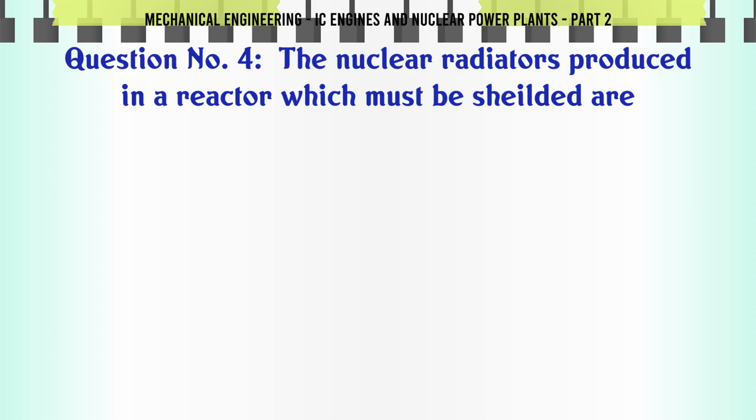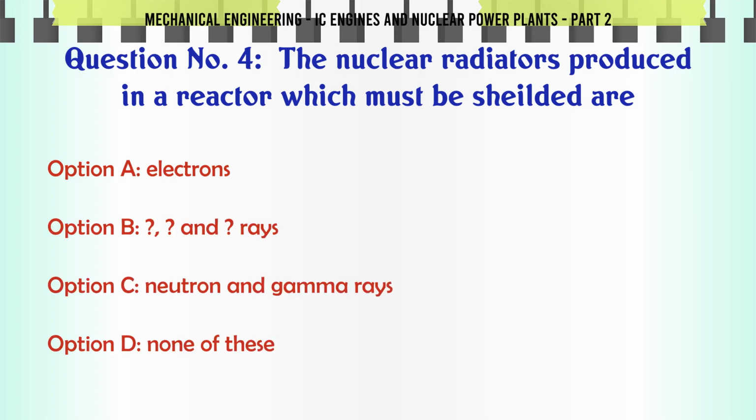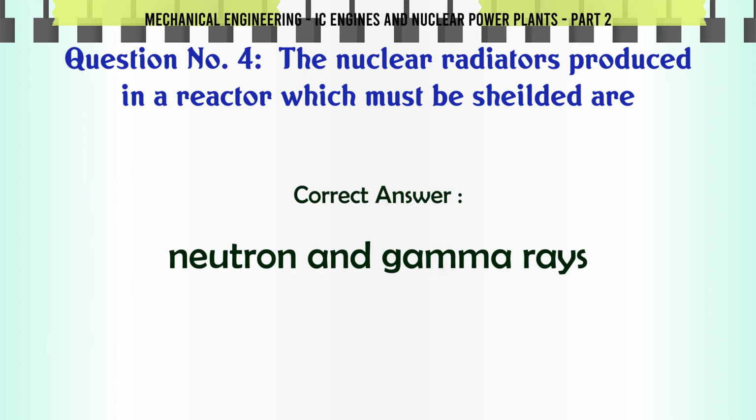The nuclear radiations produced in a reactor which must be shielded are A. Electrons, B. Alpha rays, C. Neutron and gamma rays, D. None of these. The correct answer is neutron and gamma rays.